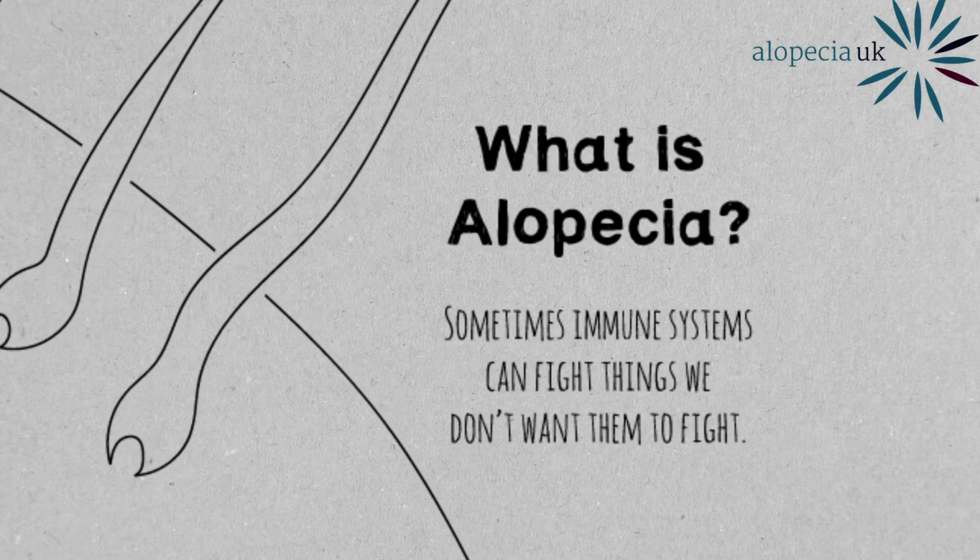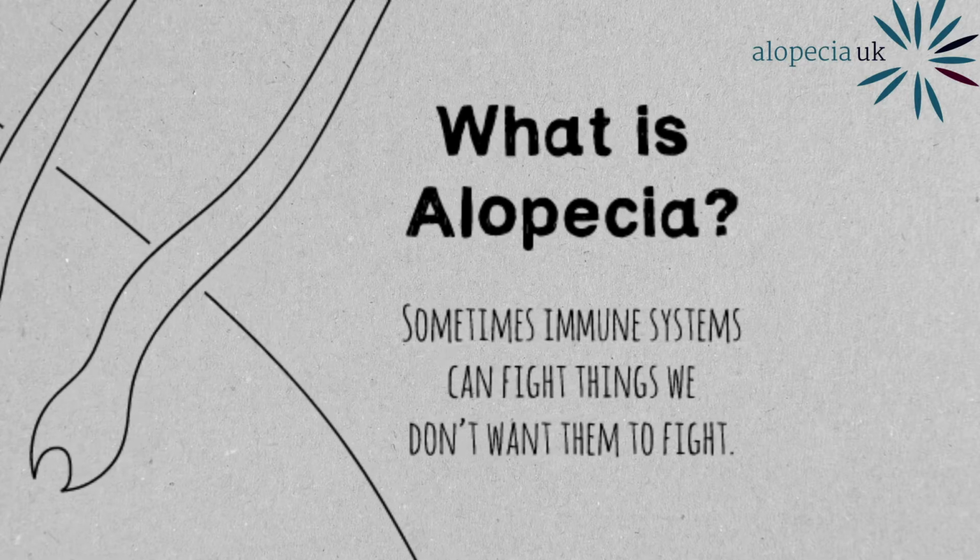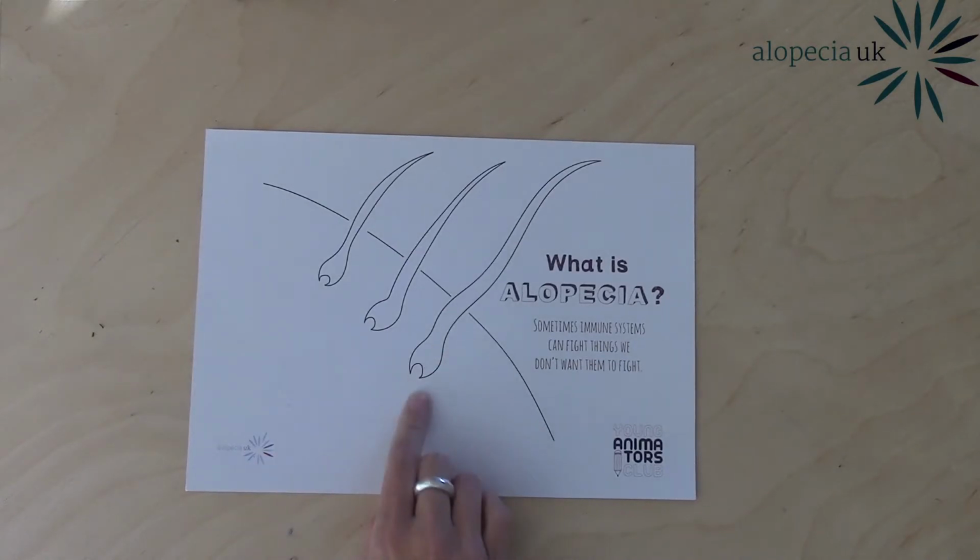Sometimes immune systems can fight things that we don't want them to fight. Now, my alopecia is caused by my immune system overreacting when I got a virus when I was younger. And instead of just fighting the virus, it also decided to fight other things in my body. And one of the things that it did fight was my hair follicles, and that's what these bits are here. These are called hair follicles. They look like worms. They do a little bit, yeah.